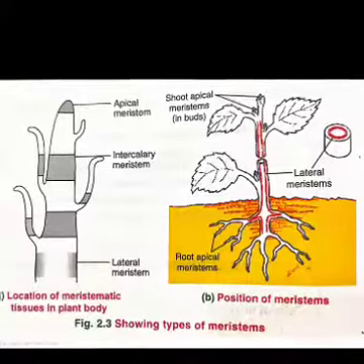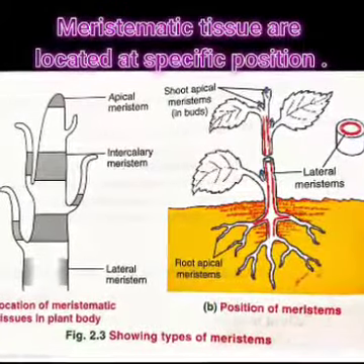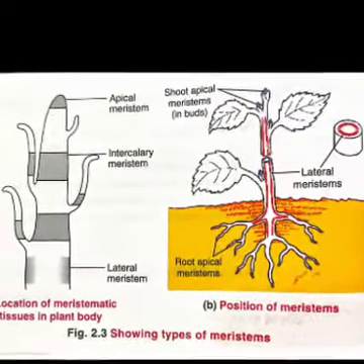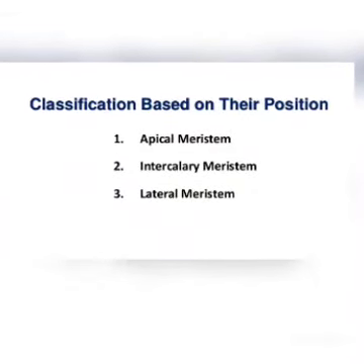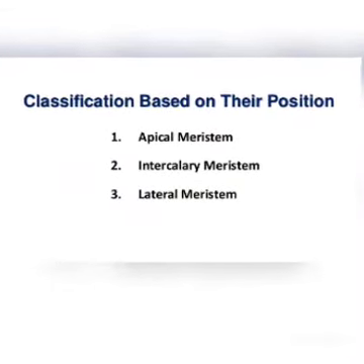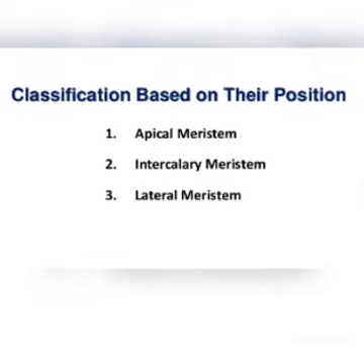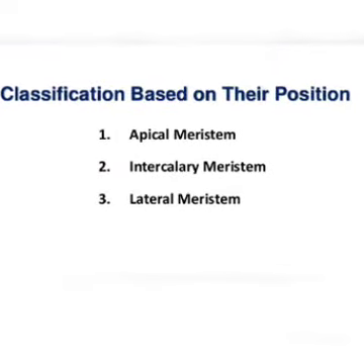Meristematic tissue is located at specific positions in the body of the plant where it keeps dividing and adds new cells to the plant. Now, on the basis of the position, the meristematic tissue is divided into three main types: one, apical meristem; two, intercalary meristem; and three, lateral meristem.